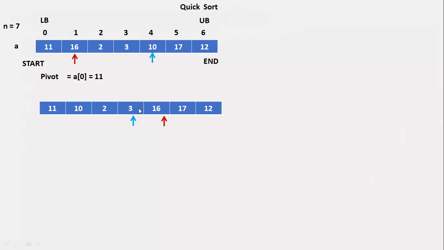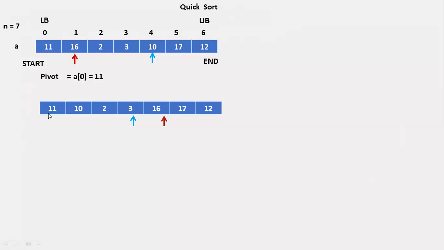Okay. So now we cannot swap these elements. Why? Because here the start value is greater than the end value. Once the start value is greater than the end value, we cannot swap like how we have swapped here. Understood? So what we are going to do is swap the end value with the pivot value.